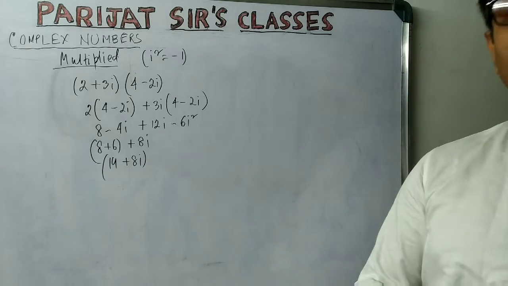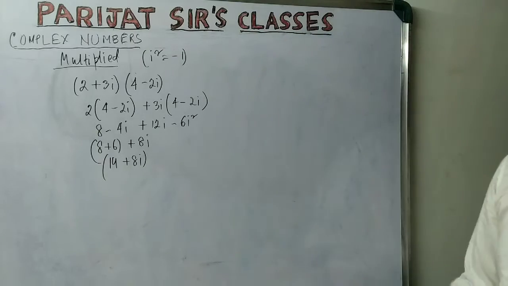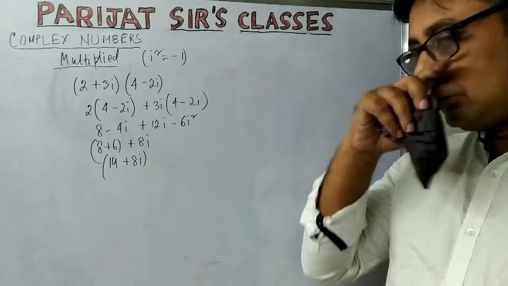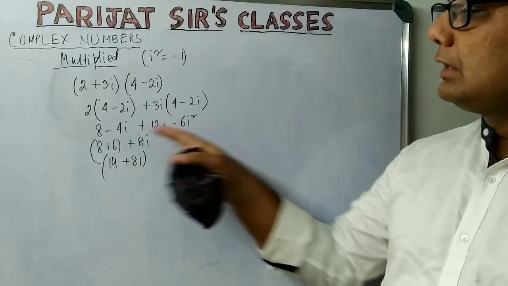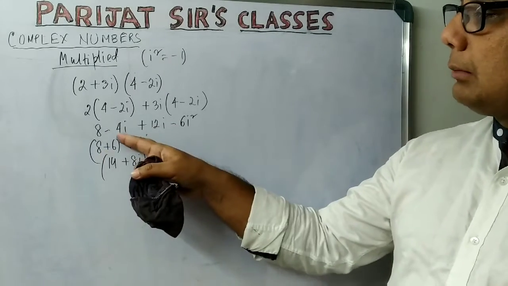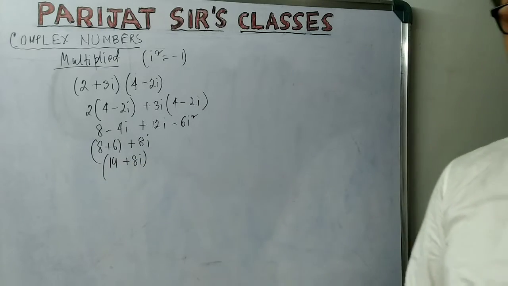So this is how complex numbers are multiplied. You just have to take care that when it comes to i square, put minus 1. So this becomes plus 6. 8 plus 6 is 14 and minus 4 plus 12 is plus 8i.